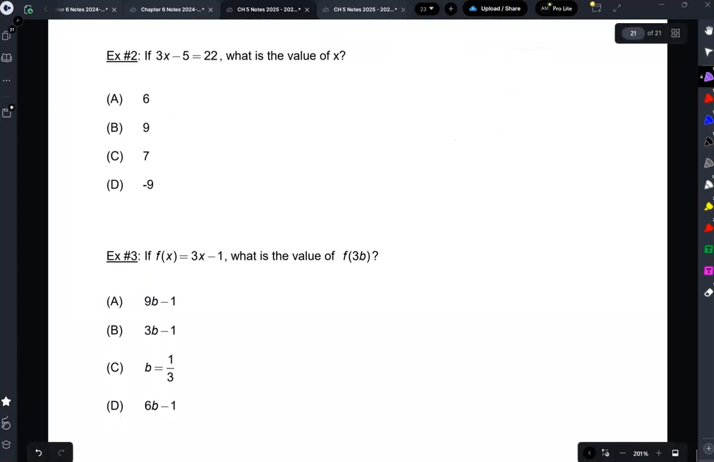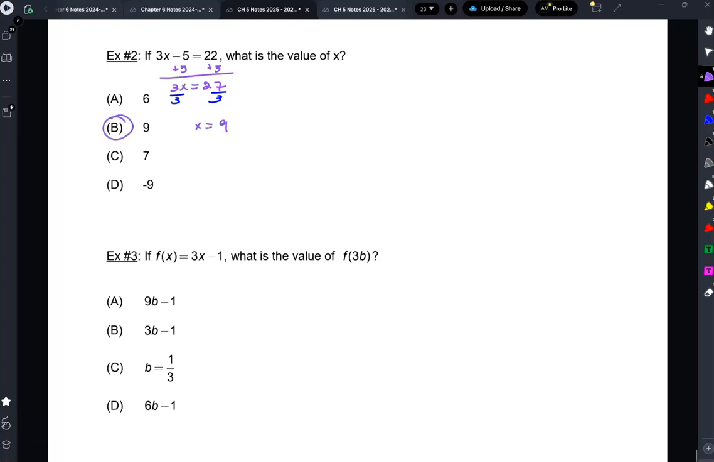So last, let's do a couple of just review. Okay. 3x minus 5 equals 22. What is the value of x? We need to solve for x. So first we're going to add 5. 3x equals 27. Divide by 3, divide by 3. x is 9. So that's B.